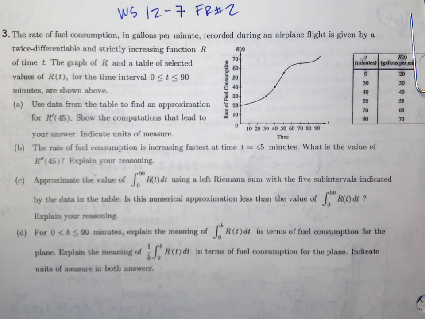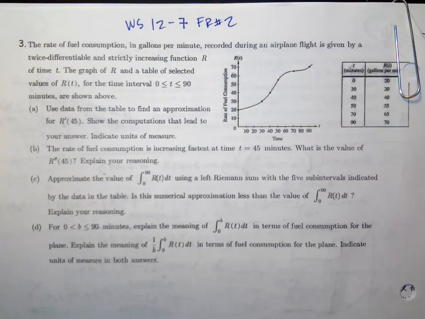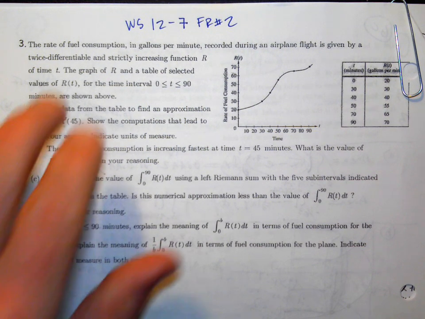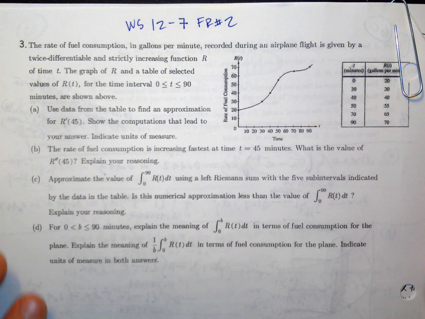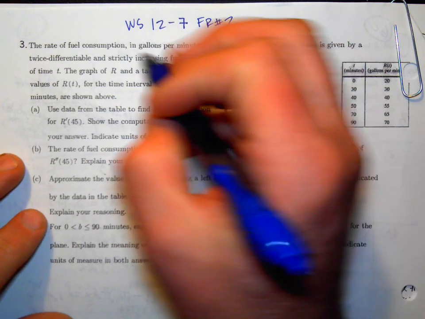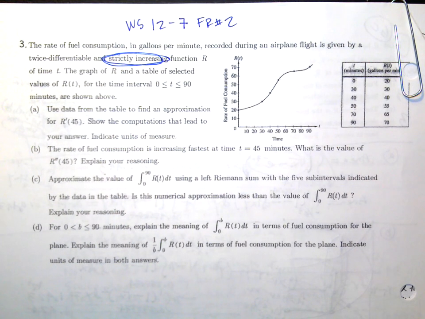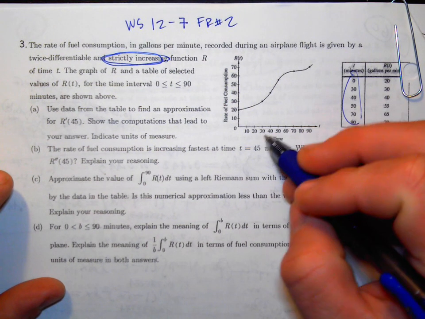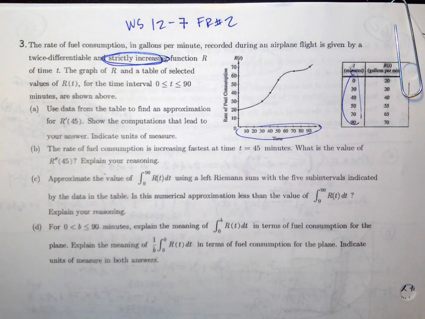So anyways, we did problems 5, 1, and 2 before, and these are the last half of the problems. Let's take a look. The rate of fuel consumption in gallons per minute recorded during an airplane flight is given by a twice differentiable, strictly increasing function R of time. If they say something like that, it might be something you need to know. They've given you a graph and a table of selected values of R(t) for the time interval 0 to 90. So they've given you a graph and a table of the same information.